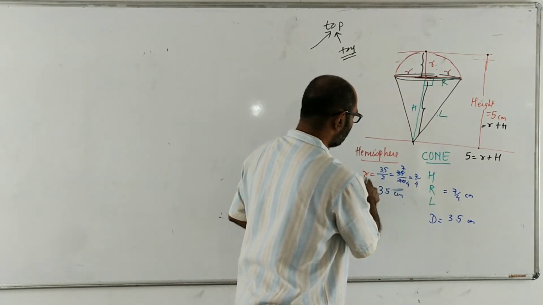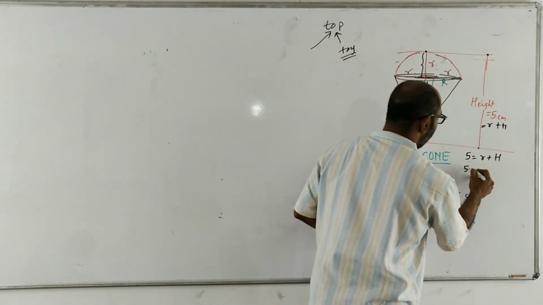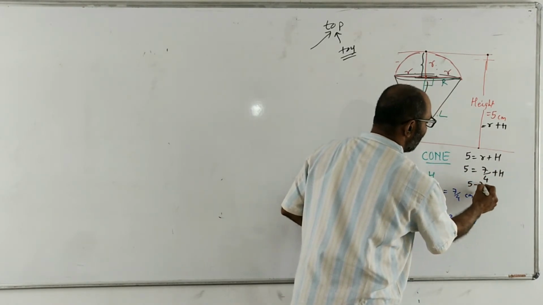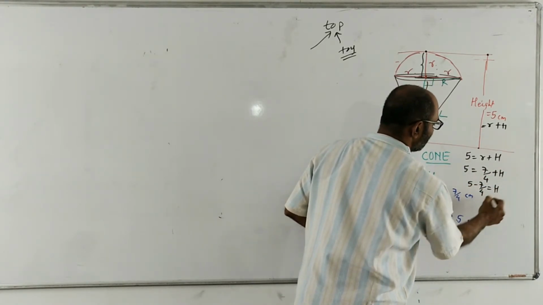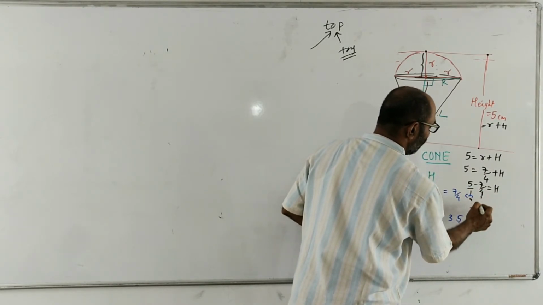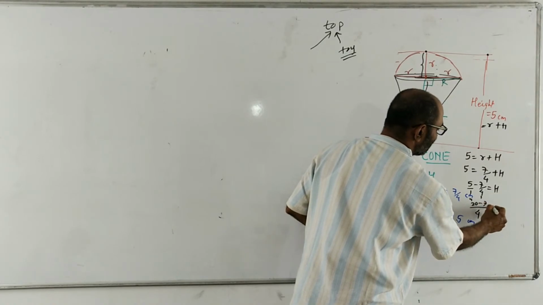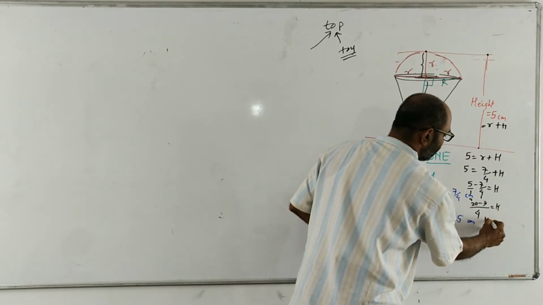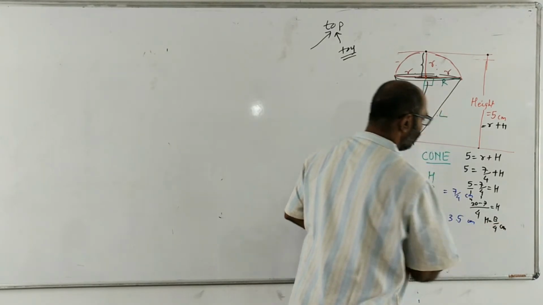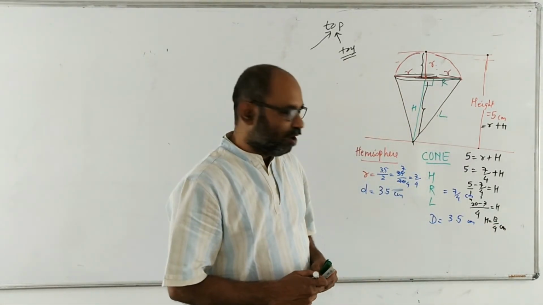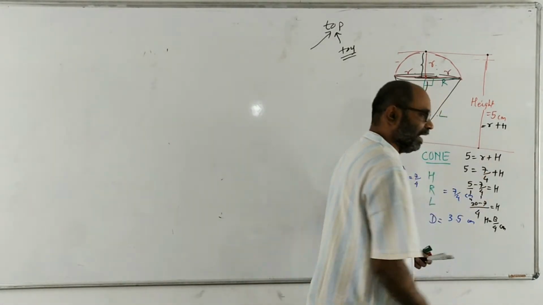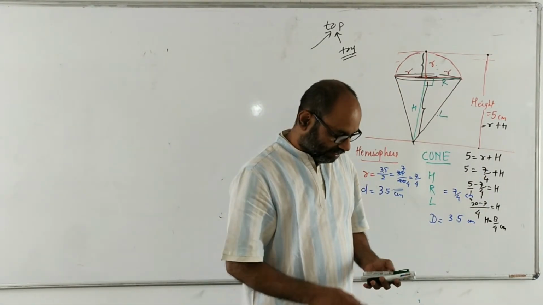What is available? Small r is available. So phi is equal to 7 by 4 plus h. So phi minus 7 by 4 is h. Take LCM, LCM is 4. 5 4s are 20, minus 7 is h. So h is 13 by 4 centimeter. So you got height 13 by 4 centimeter. Is that okay? 5 4s are 20 minus 7 is 13.